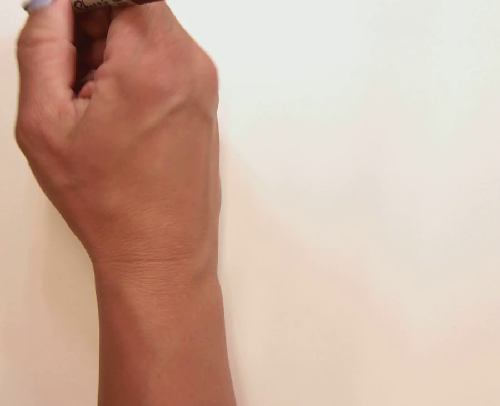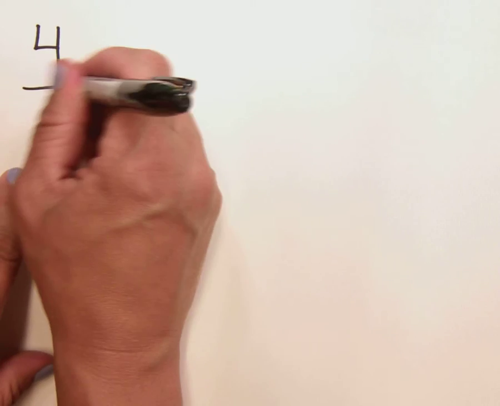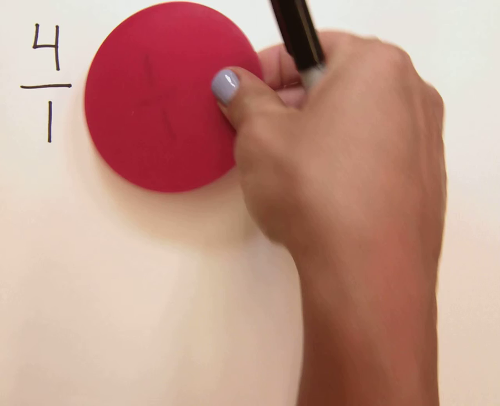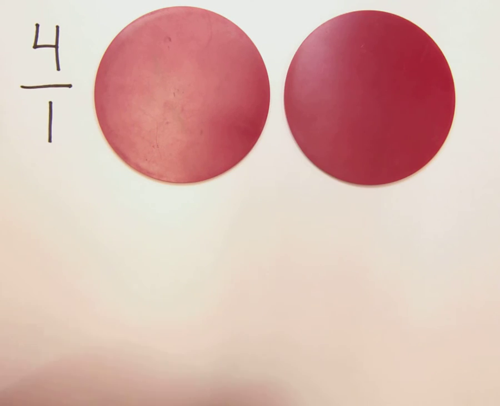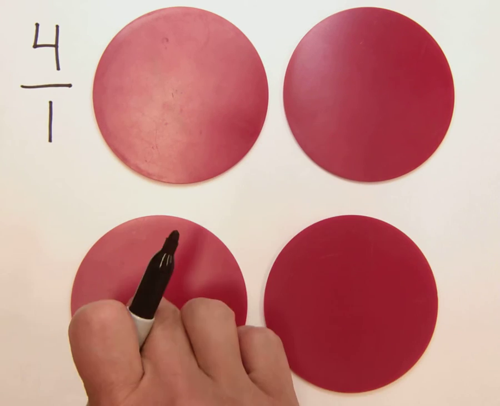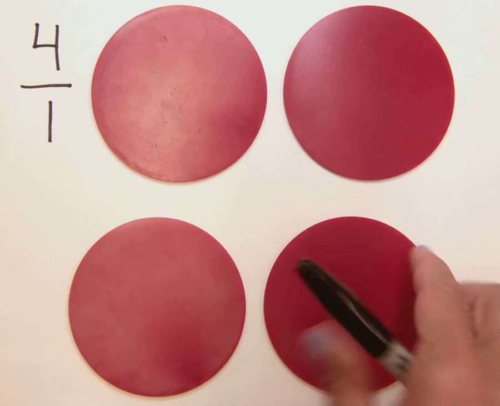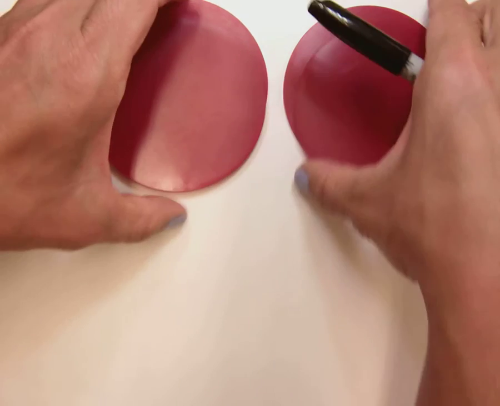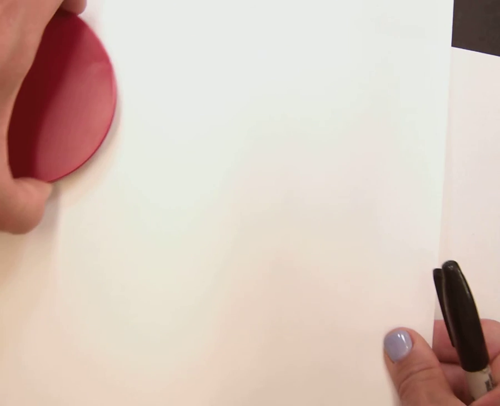So if I have 4 1/1, that is the same as 1, 2, 3, 4 wholes. So this is 4 1 wholes. 1, 2, 3, 4. And I can write that as 4 over 1. Right? That's 4 1/1. I can also show, and then we learn to differentiate or to tell the difference.